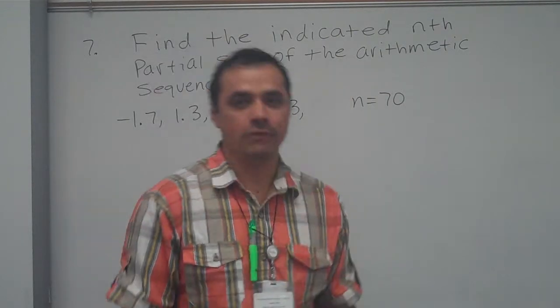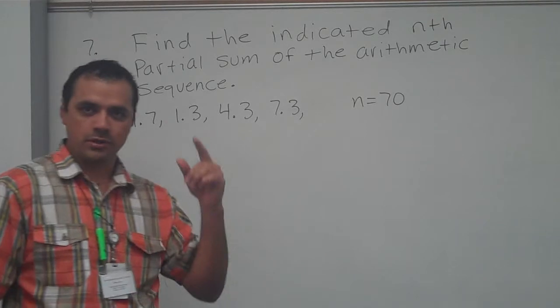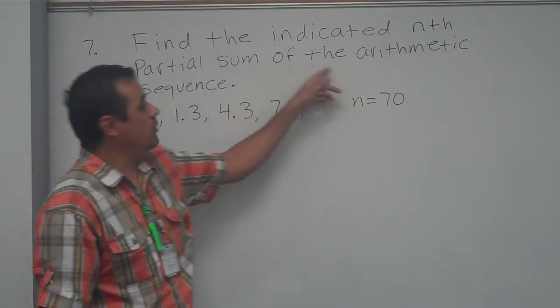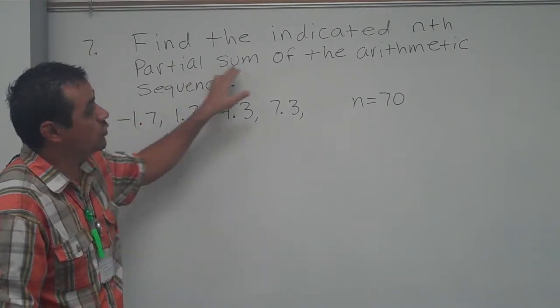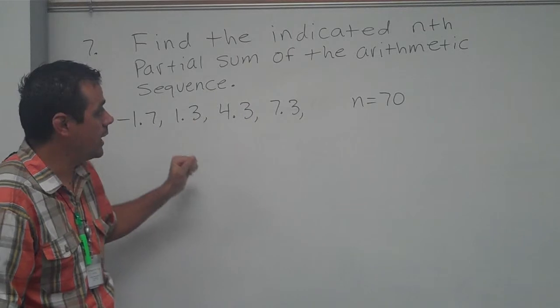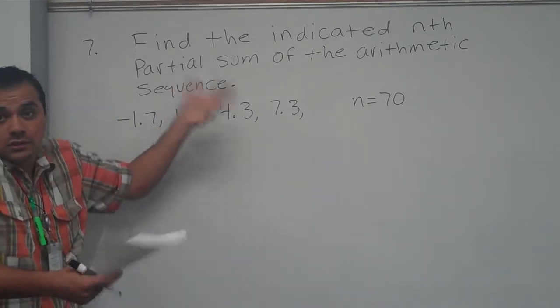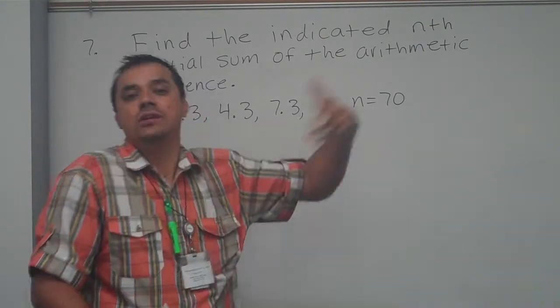This is problem number 7, which says, find the indicated nth partial sum of the arithmetic sequence. They want you to find the partial sum, which means they want you to find the sum of the first certain amount of terms. In this case, n is 70, meaning the first 70 terms.